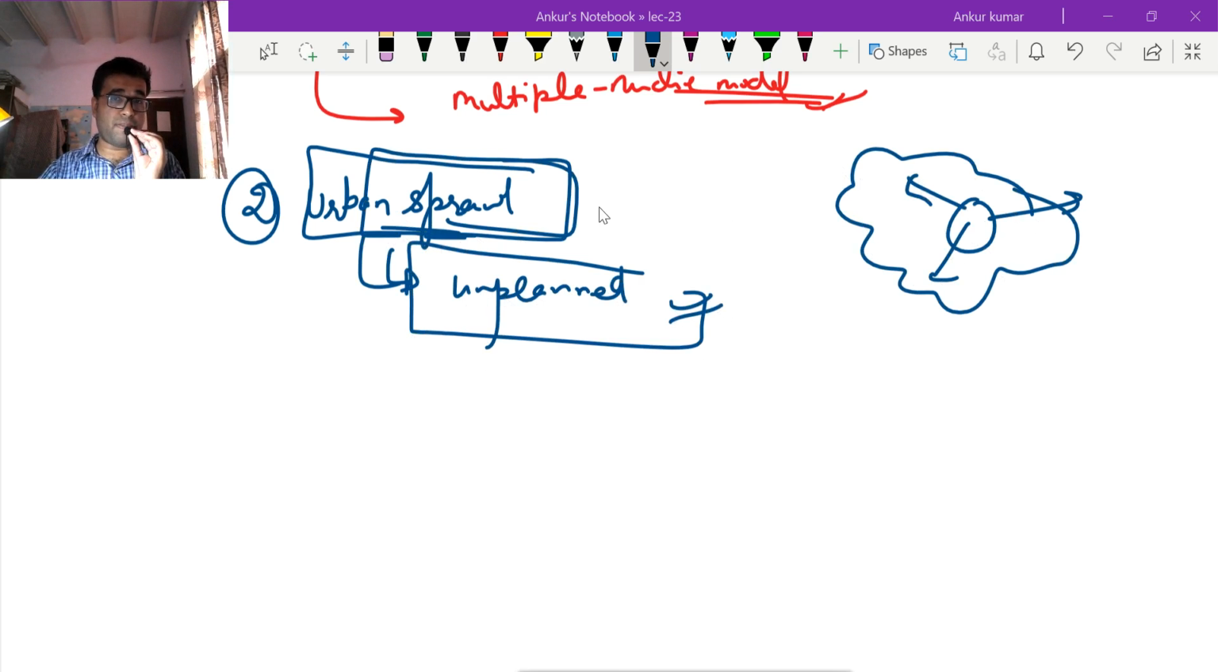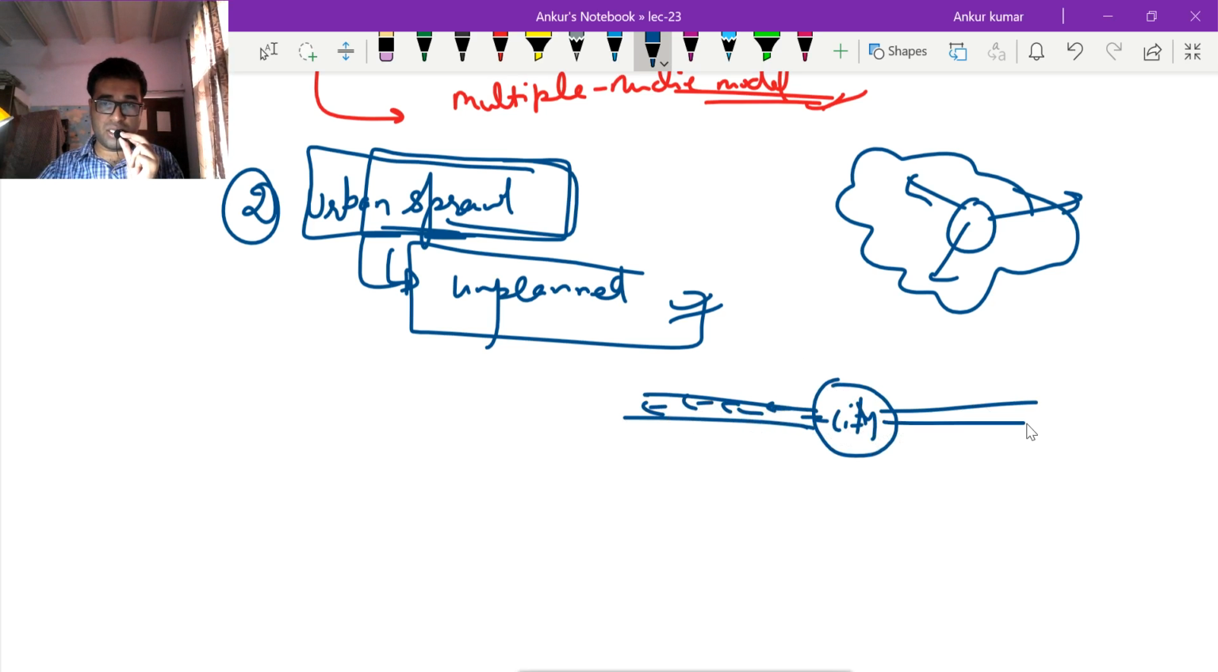Now this sprawl does not happen randomly. Many times what is seen is that, for example, this is the main city, and this is the road network around the city. So the cities start expanding toward this road network, right? Or let us say this is the rail network, and the city starts expanding towards this rail or the metro railway line.